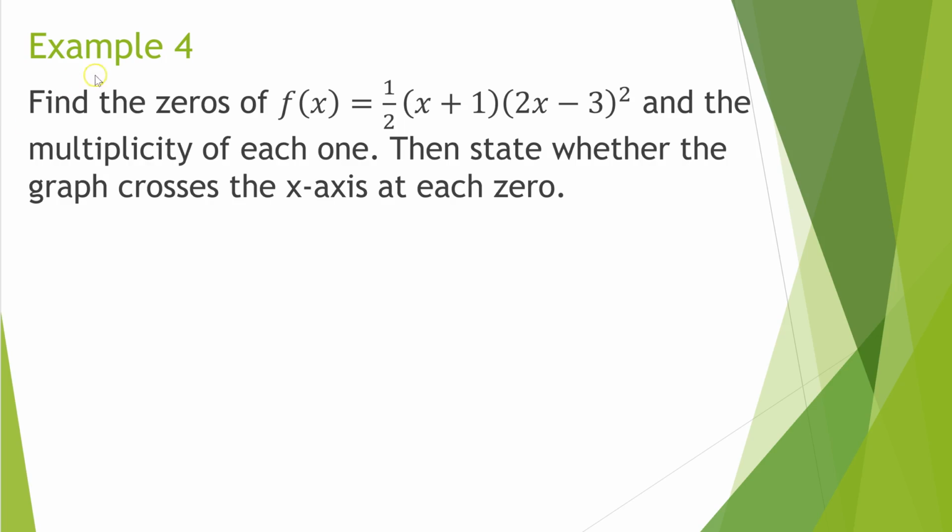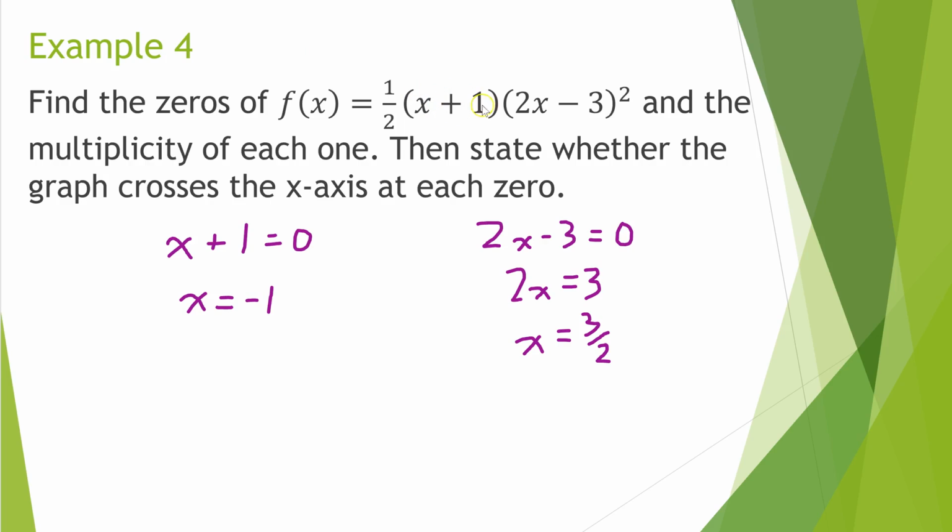So here's the type of question you might see on the assignment when they're asking you to identify the multiplicity and how that affects the x-intercepts on the graph. Now, this one was already given in factored form. That's very helpful when this happens because it means we can jump straight into the step of setting each factor equal to 0 and solving for them separately.